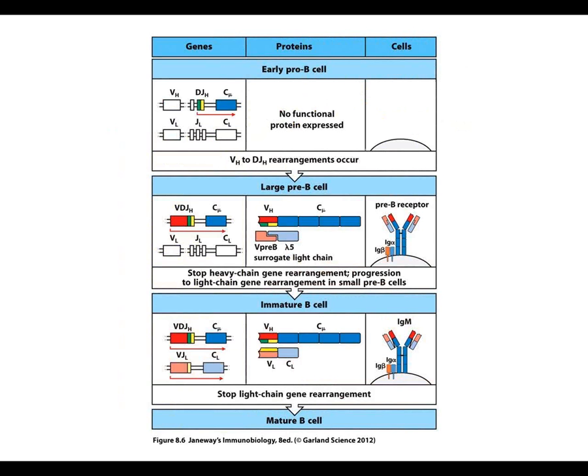Okay, I don't know if this really says anything different from what I've said already, but this is figure 8.6 on page 281. And again, as a reminder, in the heavy chain you have V, D, and J. The DJ gets rearranged first, and then VDJ. On the light chain, it's just the VJ rearrangement that needs to occur.